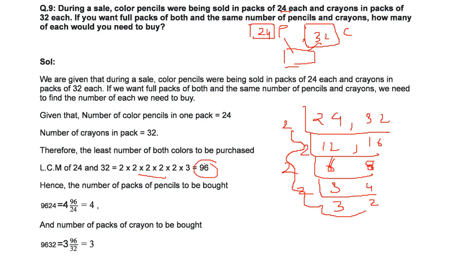Now 96 is the LCM, the least number of both colors that can be purchased. Now how to find out the number of packs of pencils to be bought? You just divide 96 by 24, so you get the number of packs of pencils as 4. How to find out the packs for crayons? 96 is the LCM, divided by 32, so you get 3. So 3 is the number of packs of crayons.